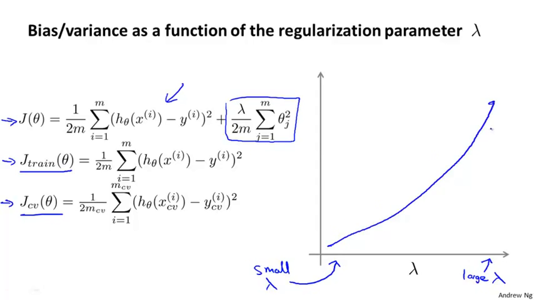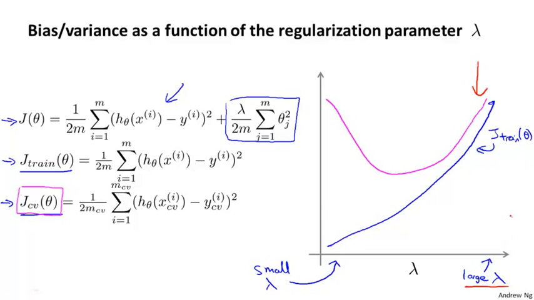So J train of theta will tend to increase when lambda increases, because a large value of lambda corresponds to high bias, where you might not even fit your training set well, whereas a small value of lambda corresponds to if you can freely fit a very high degree polynomial to your data, let's say. As for the cross-validation error, we end up with a figure like this, where over here on the right, if we have a large value of lambda, we may end up underfitting, and so this is the bias regime, so the cross-validation error will be high.